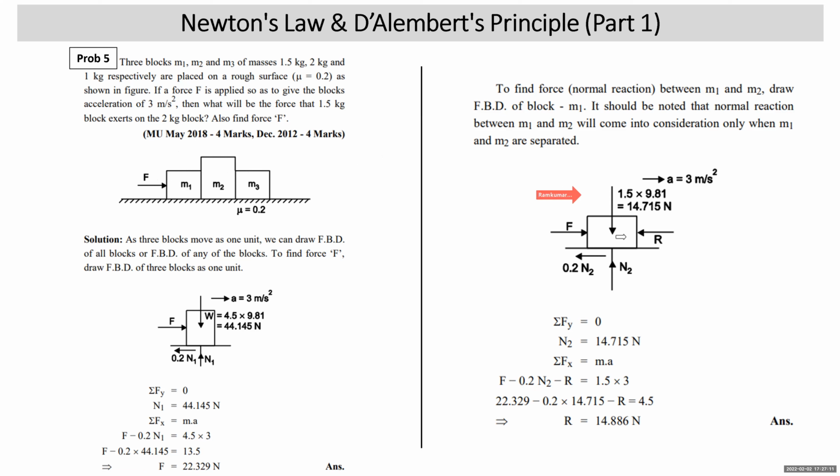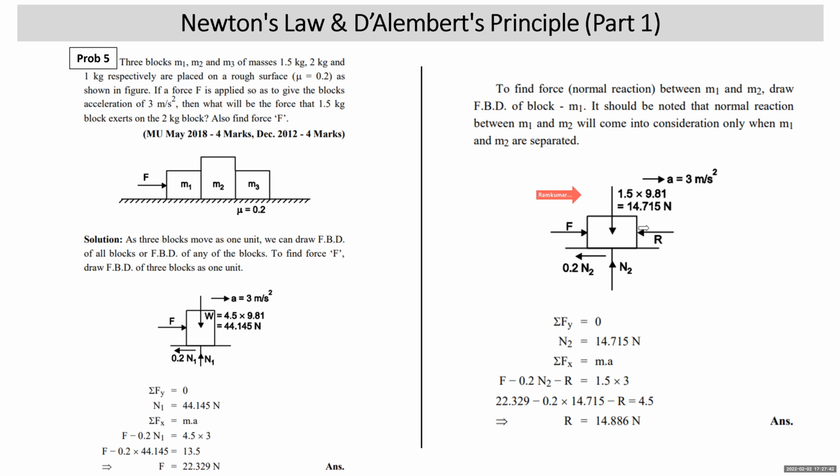We show the weight of block M1 vertically down on the FBD, 1.5 into 9.81, 14.715. Normal reaction is vertically upward. F is the external force which is known to you now, 22.329. R is the common reaction. The common reaction is equal and opposite between the two parts. It acts towards the body under consideration. This is the normal reaction. Motion is to the right, friction will be to the left. Let's apply sigma Fy is equal to 0. When you write sigma Fy is equal to 0, N2 is 14.715.